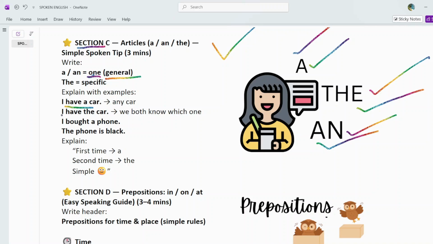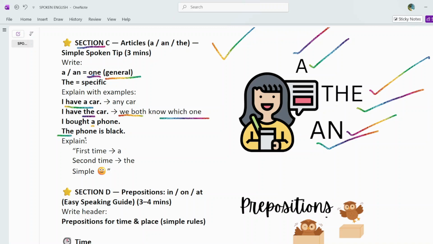Now, let's look at the same sentence but with our friend the here. I have the car. Now, we both know which one, in the sense there is a particular car a person has. Okay, that is why the importance of the, a and an differentiates. Now, let's look at another example. Okay, I bought a phone. It can be any phone. It can be a Vivo, it can be an iPhone, it can be any phone. Okay, now if I take the same sentence and just add the, the phone is black.